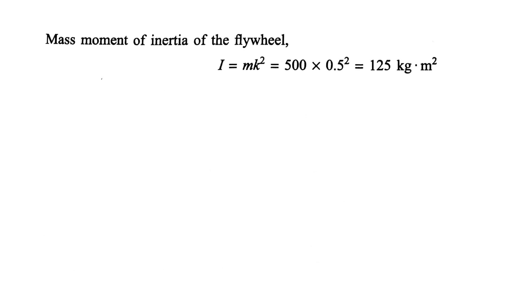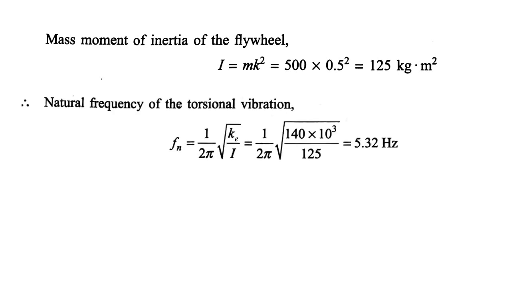The mass moment of inertia of the flywheel, I equal to m k square. Mass of the flywheel is 500 kilogram. k is the radius of gyration of the flywheel, which is 0.5 meter, and we can find out the mass moment of inertia of the flywheel. Now finally we will find out the natural frequency of the torsional vibration of this system, which is Fn equal to 1 by 2 pi root Ke by I. Ke is the equivalent stiffness which we have calculated, equal to 140 × 10 raised to 3. I is the moment of inertia. So 1 by 2 pi root 140 × 10 raised to 3 divided by 125. The natural frequency value is 5.32 hertz.